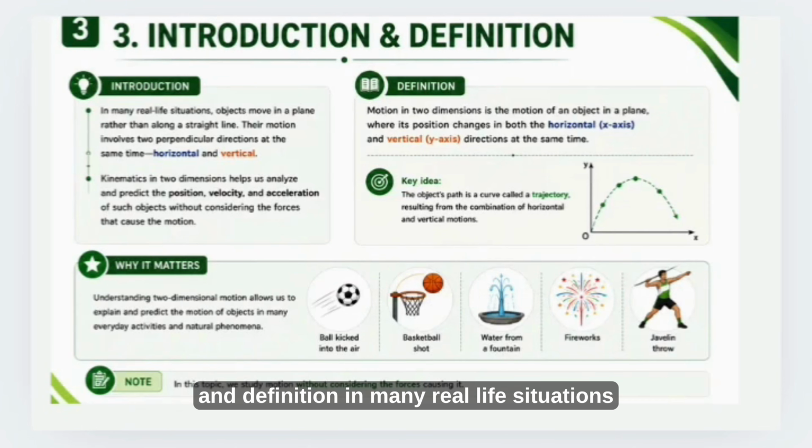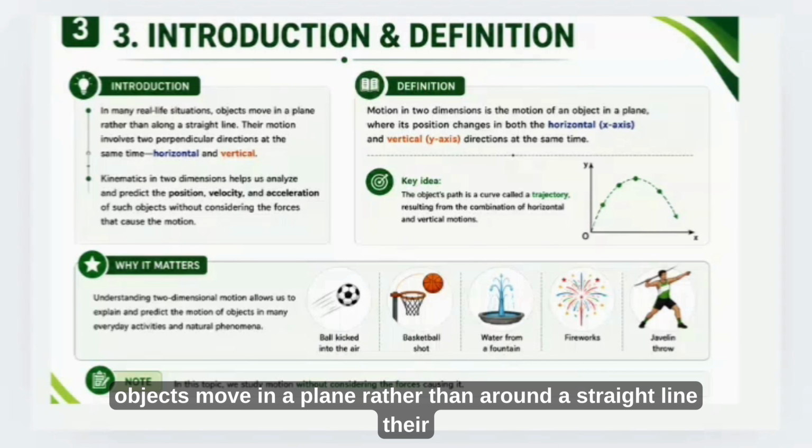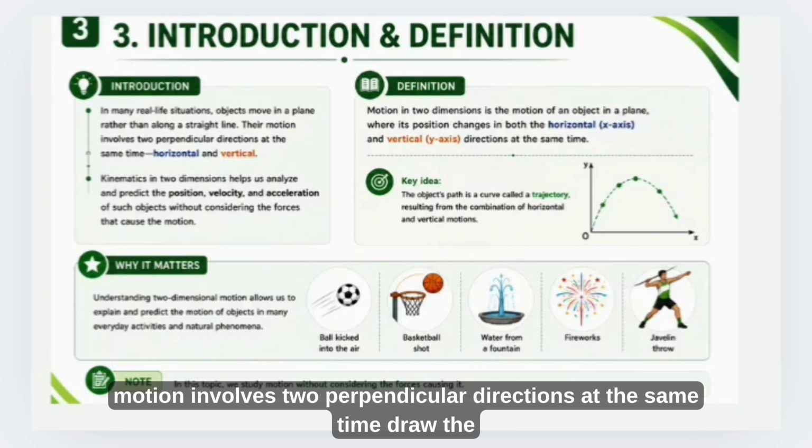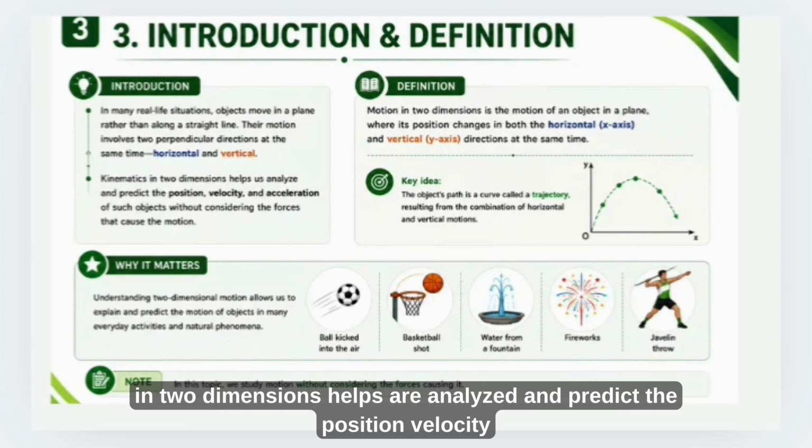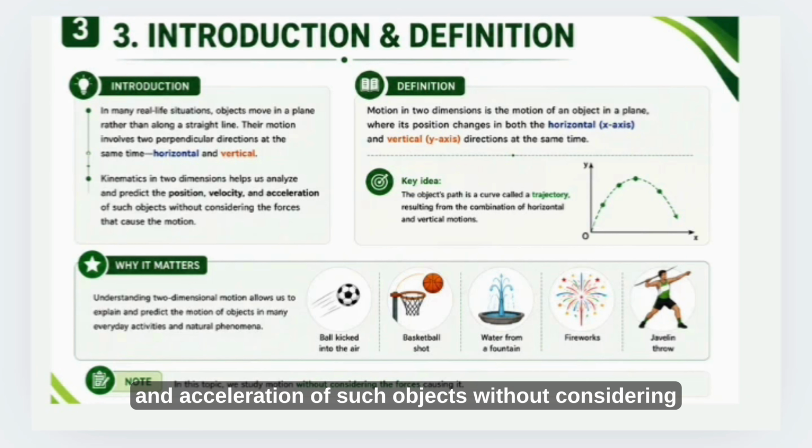Introduction and definition. In many real-life situations, objects move in a plane rather than along a straight line. Their motion involves two perpendicular directions at the same time, the horizontal and the vertical directions. Kinematics in two dimensions helps us analyze and predict the position, velocity, and acceleration of such objects without considering the forces that cause the motion.